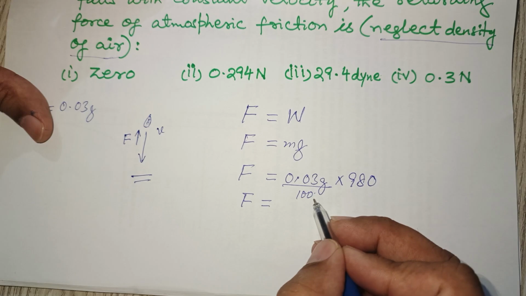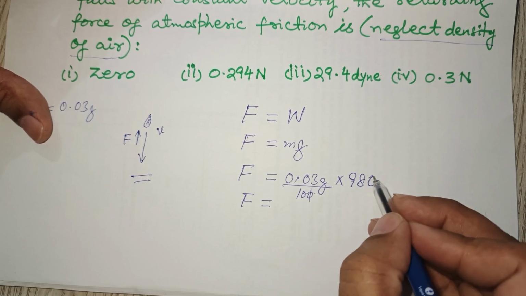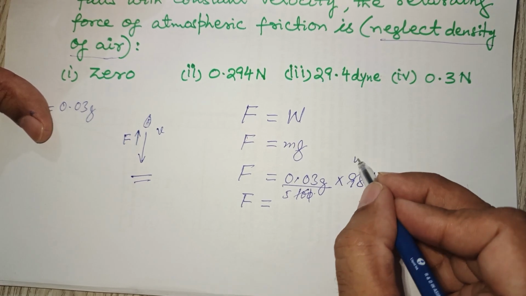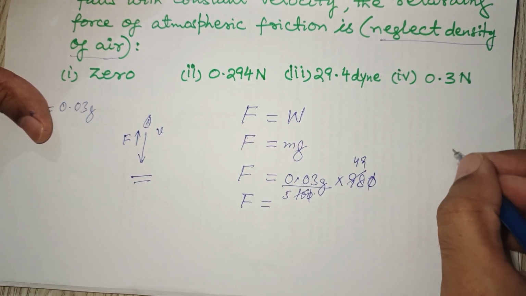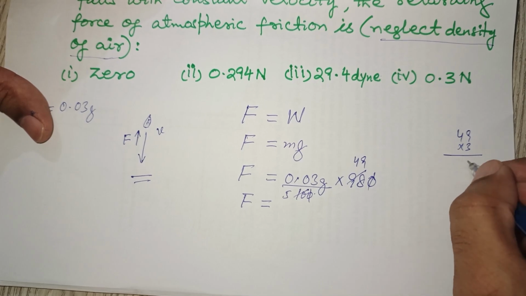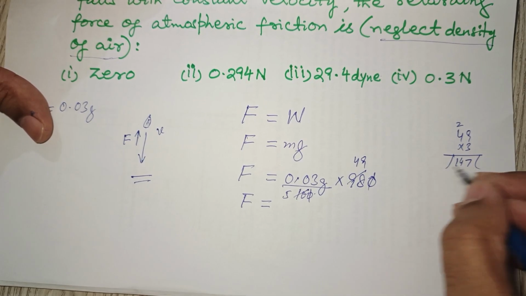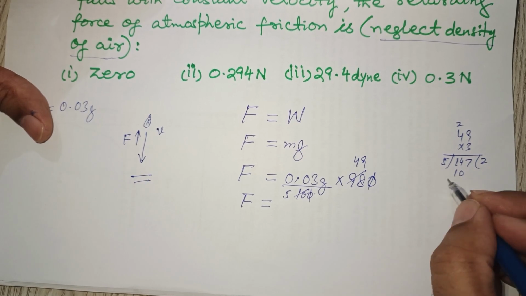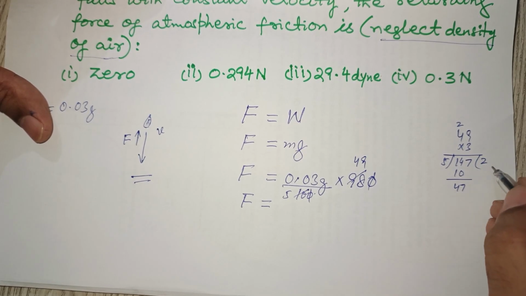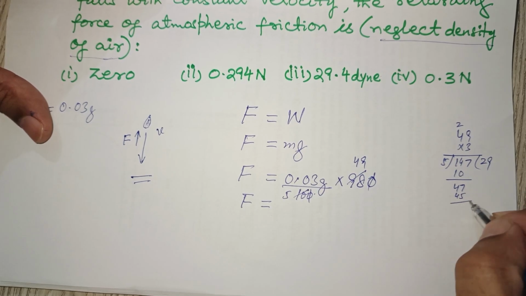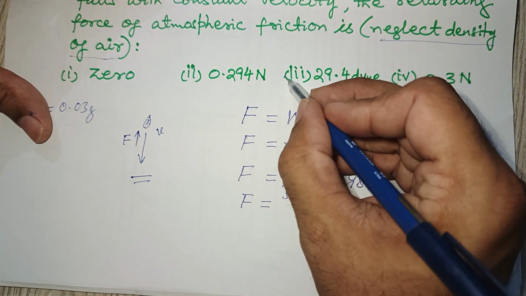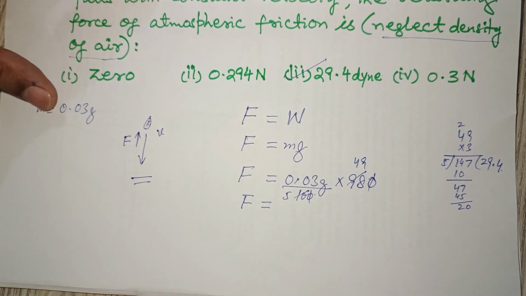Point removed, 100 over here, 0 cancels with 0. This is 2 5s are 10, and this is 49. 49 into 3, first find 49 into 3, 147 divided by 5, 5 to the 10, 47, 5 9s are 45, 2, 0 with decimal point, 5 4s are. So the answer is 29.4 dyne.